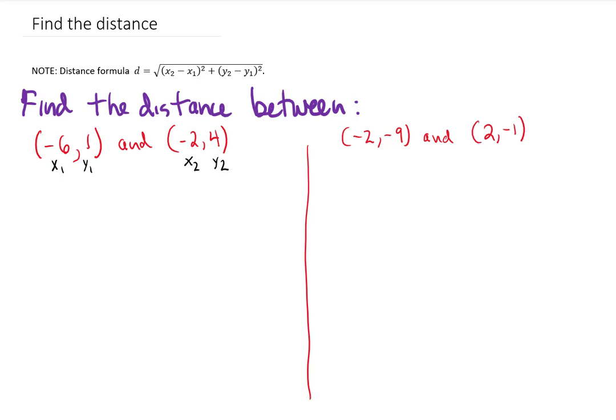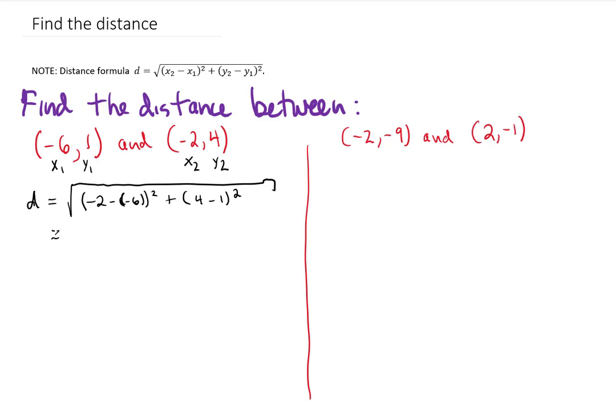So what do we have to do with our square root now to find our distance? We're going to have to do the distance equals the square root of x2, which is -2, minus x1, which is -6, quantity squared, plus y2, which is 4, minus y1, which is 1 squared. So far that's just putting it into the formula, right? We haven't done any actual calculation.